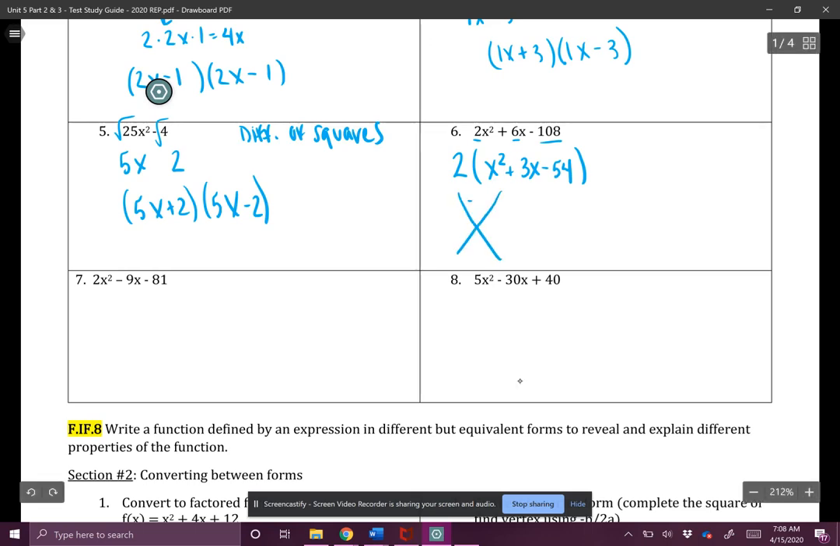So I'm looking for numbers that multiply to make negative 54 while adding together to make 3. Now remember, when we are figuring out these two numbers up here, multiplying to make a times c is what you get here, and adding together to make 3 is what you get there. So from here, we're going to get a 9 and a negative 6 for our two factors. 9 times negative 6 makes negative 54. 9 minus 6 gives us 3. So our answer, not forgetting the 2 out front, is 2 times x plus 9 times x minus 6.